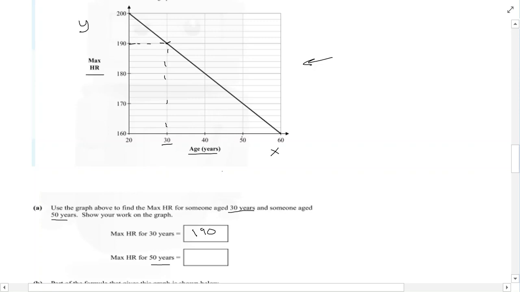okay, can you find out what your maximum heart rate is? So again, all you're doing is you're just looking on the graph. So you see here, you just work up here. Here's where it cuts the line, and you just work across then. Okay, and it's 170 beats. So that would be the answer to that question. Okay, so question A.